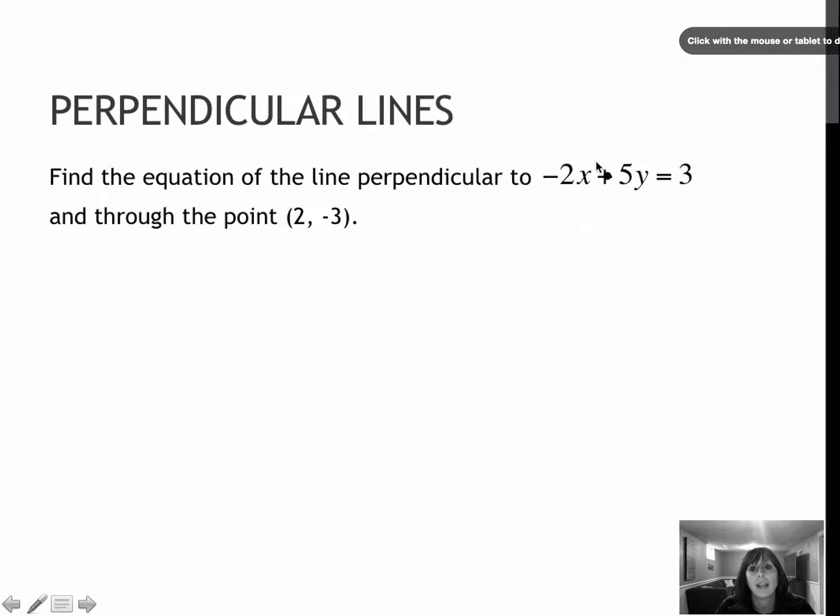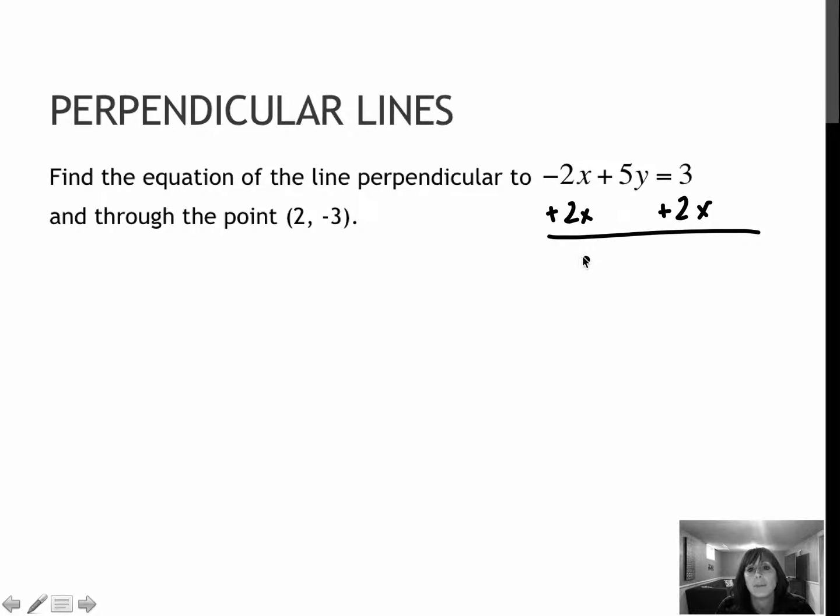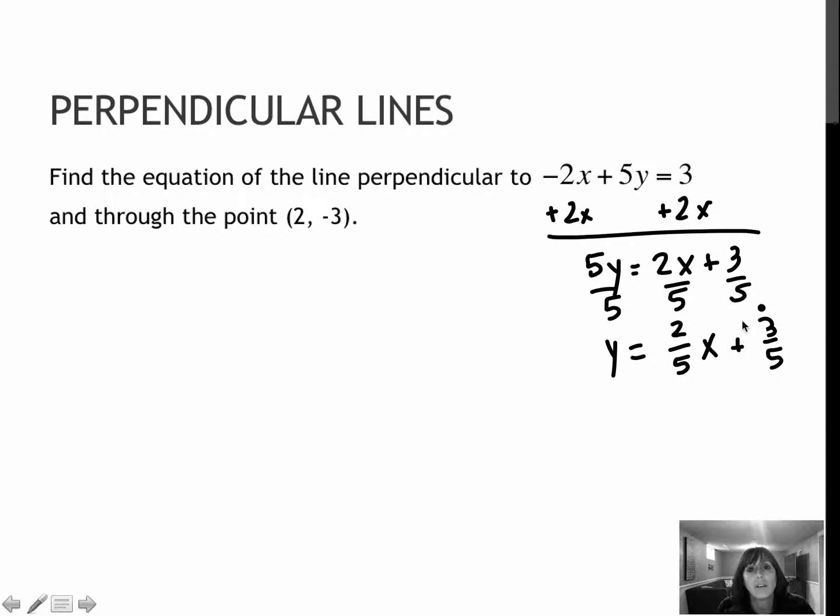Here's another for us to try. Again, my goal is to find the slope of the existing equation that I want it to be perpendicular to. I'm going to divide everything by 5 to get y equals 2/5 x plus 3/5. I don't care about the 3/5, I care about the 2/5, which is the slope of my existing line. To write the equation of the line perpendicular, I'm going to find the opposite reciprocal. So I'm going to flip it upside down to 5/2, and I'm going to change the sign from positive to negative. So this is the slope I'm going to use.